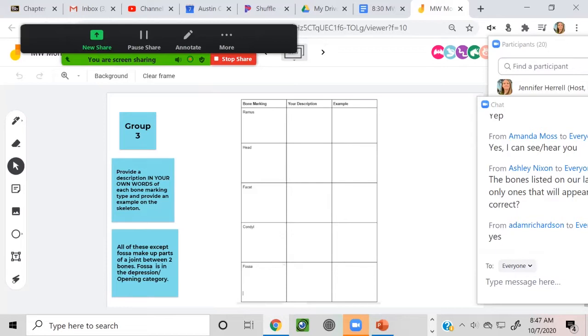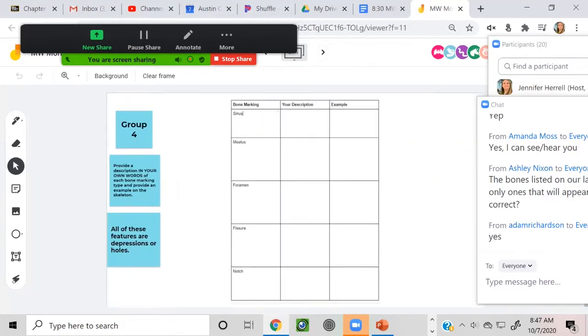But this fossa, that's going to be a depression. But these guys all make up a joint where two bones touch, basically. And then this last page, these are all the rest of the depressions, so little dips into the bone. So you can split this up however you'd like. You can use the little Post-its or the typing tool to fill this in.